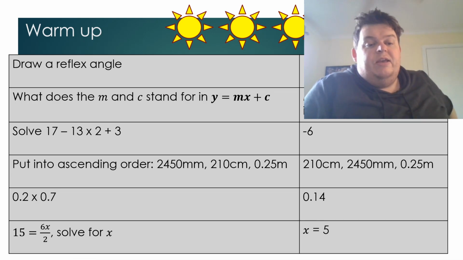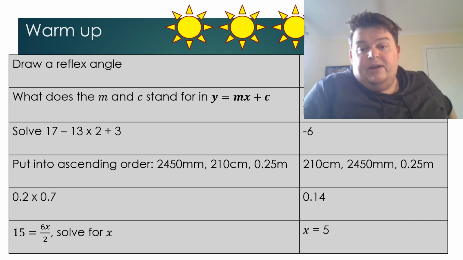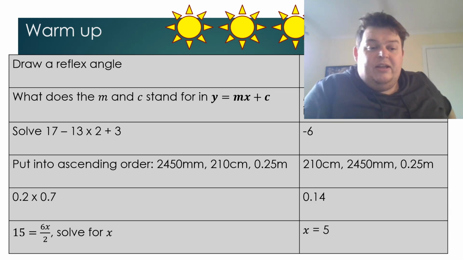Solve 17 minus 13 times 2 plus 3. If you do BODMAS, that's 17 minus 26 plus 3, which is negative 9 plus 3, which is negative 6.